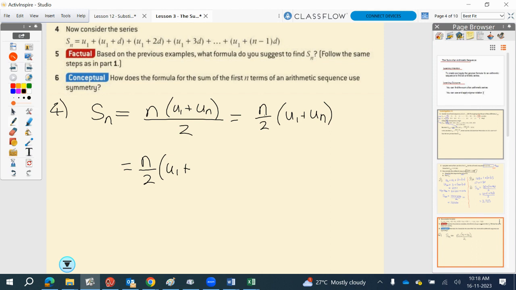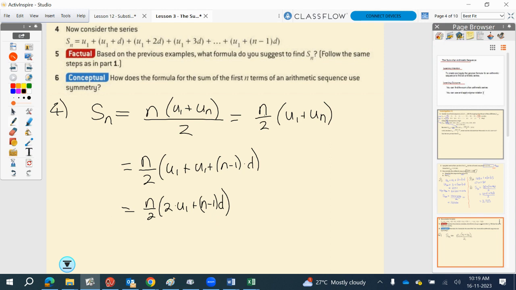un minus un minus 1. u1 plus n minus 1 times d. How many lots of u1 do we have in this formula now? 2. So we can add those two together, and we get 2 lots of u1 plus n minus 1 d.